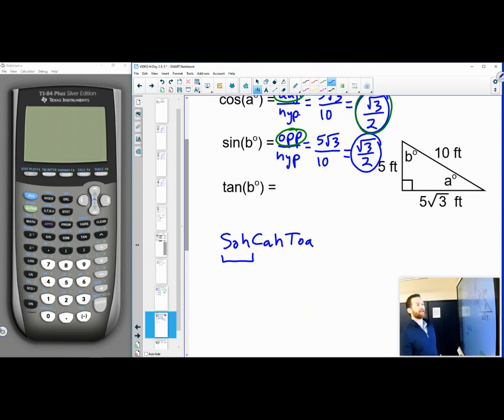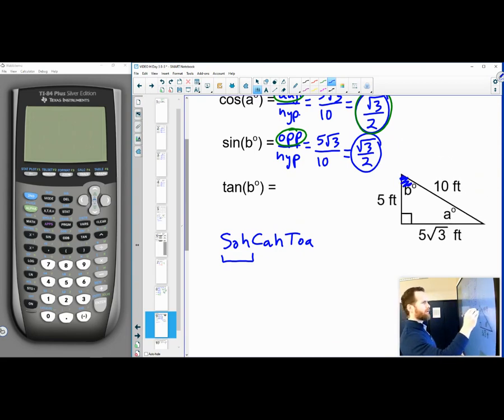All right, last but not least, we've got tangent of B. So let me scroll this down so it's away from the writing. Focused on B degrees and its tangent. So we look at the last section of SOHCAHTOA, the TOA. Tangent is opposite over adjacent.